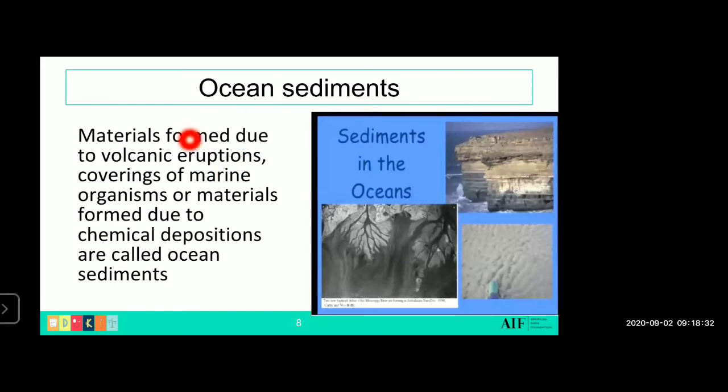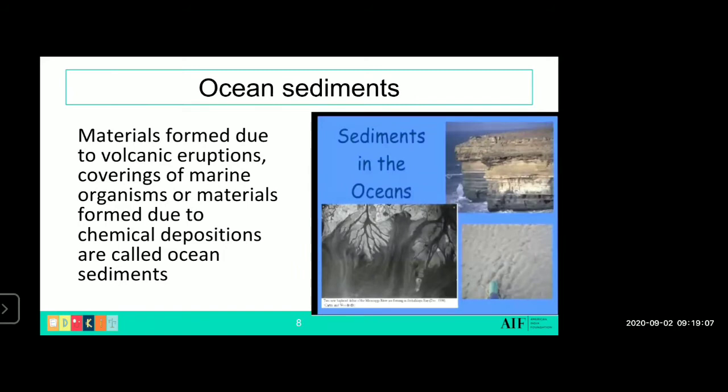You know, because of the volcanoes beneath the land, because of this eruption, and the coverings of marine organisms or materials formed due to chemical depositions are called marine ocean sediments. Remember this topic, this sediment part is going to be repeated in the coming slides also. So remember, sediments are the rocks which are formed due to volcanic eruptions, marine organisms, or chemical depositions. You can see various types of rocks in this slide.